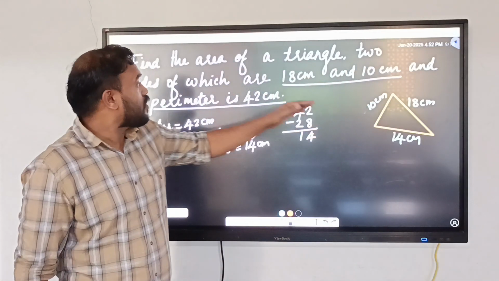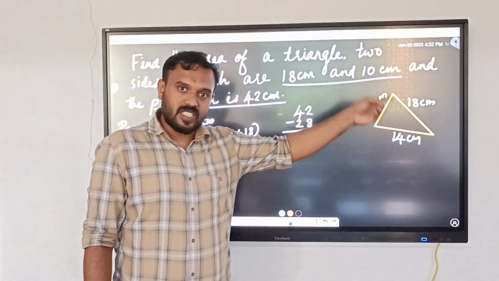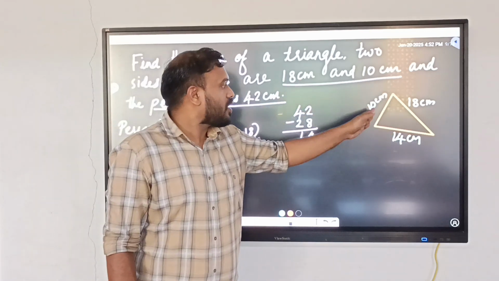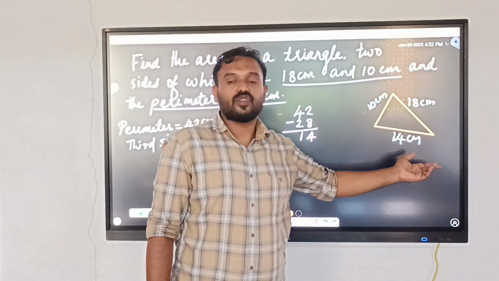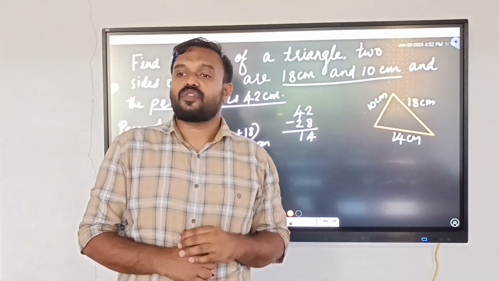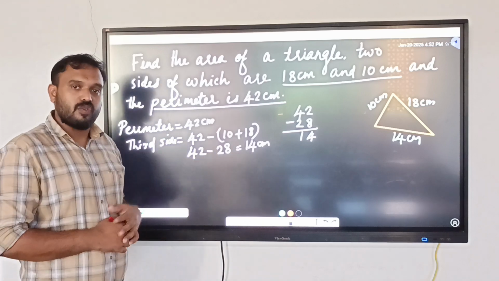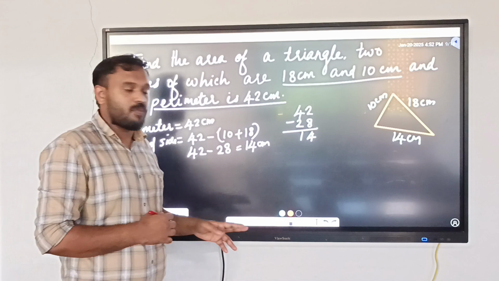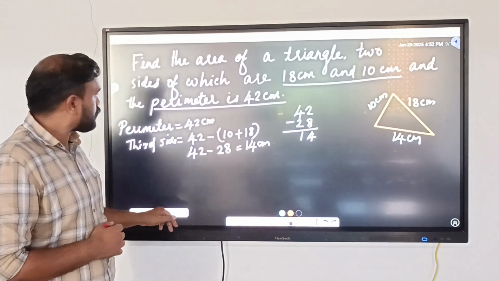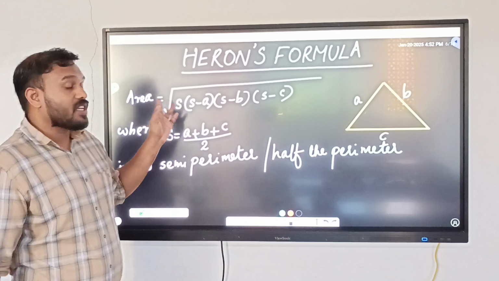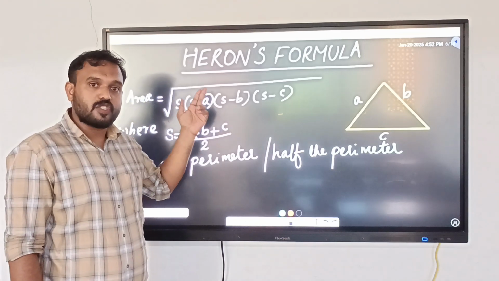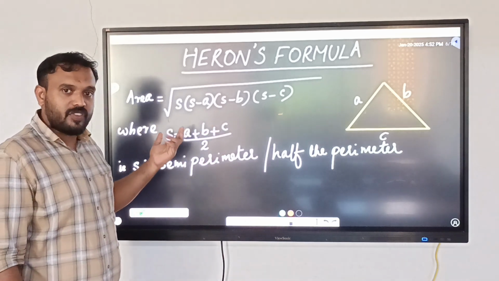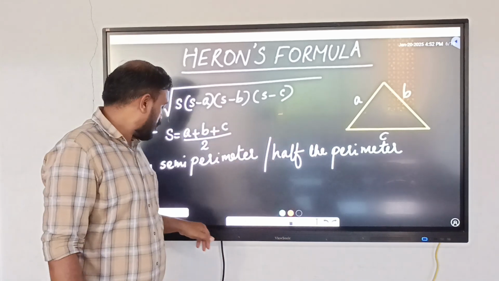So look here. What is the question? Find the area of a triangle whose two sides are 10 centimeter and 18 centimeter, and the perimeter is 42 centimeter. So here we have 10, 18, and the third side also we got. Now you can find the area of this triangle by using Heron's formula. So what is Heron's formula? Root of s into s minus a into s minus b into s minus c, where s equals a plus b plus c by 2, or the perimeter divided by 2.